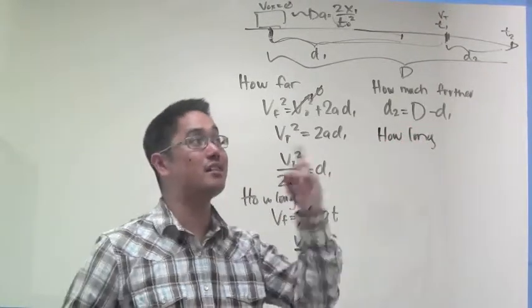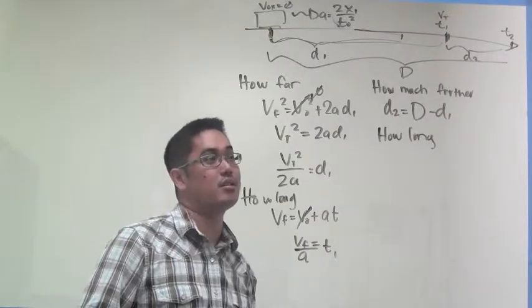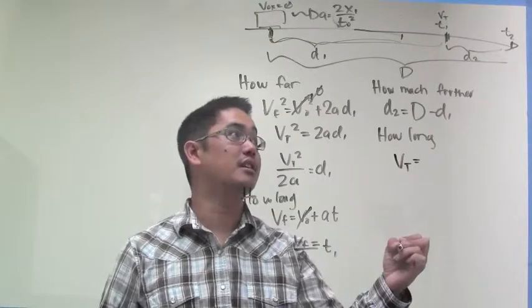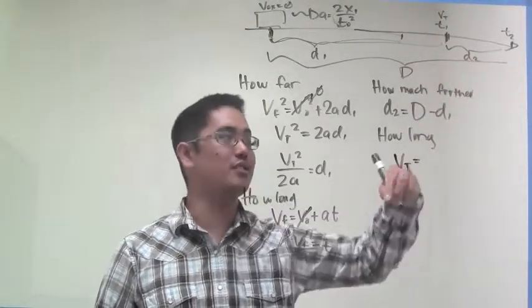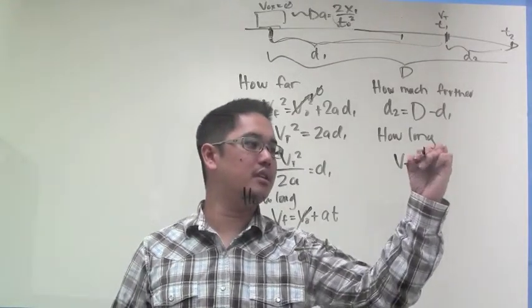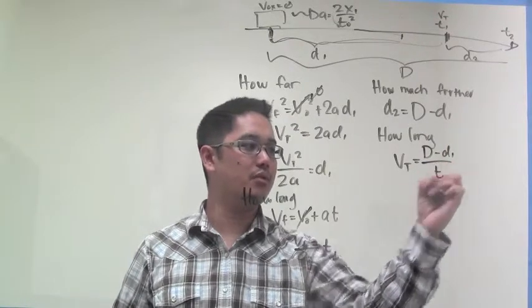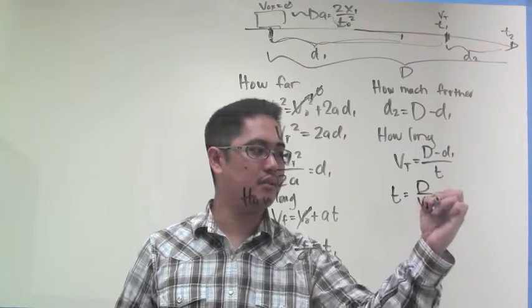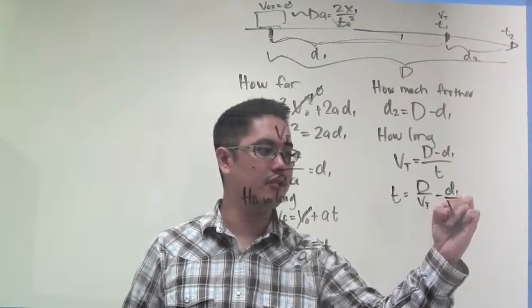Well, he's moving at a constant velocity over here. His constant acceleration happens to be 0. His constant velocity is 230 whatever miles per hour. So vt equals d minus d1 over time. If I want to solve for t, I get t is equal to d over vt minus d1 over vt.